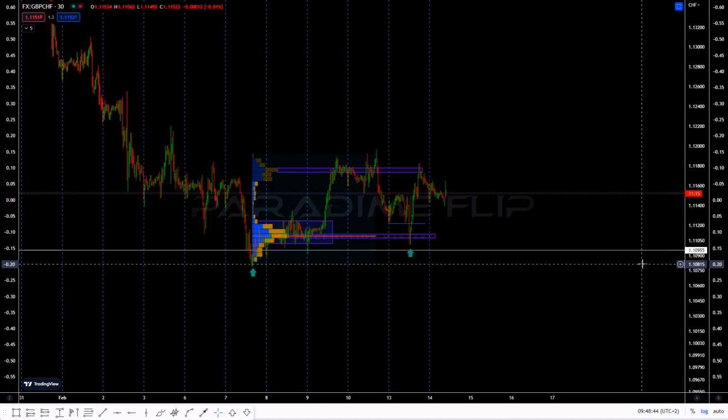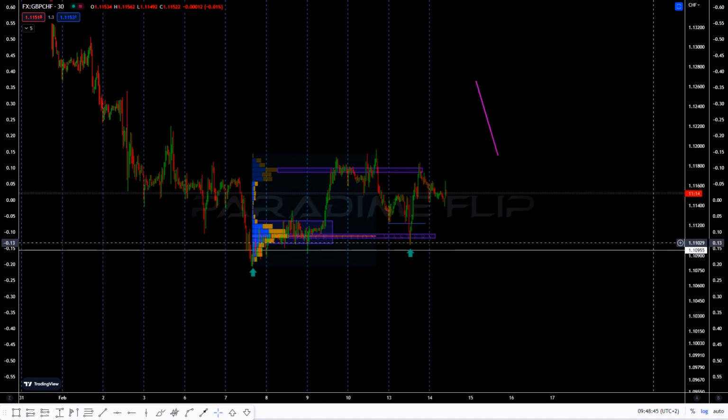So if you just think of a simple pullback, this is the premise. When you get an impulsive move, you can expect a pullback, and you can expect it to develop in many different types of ways. And this is obviously just one of them.